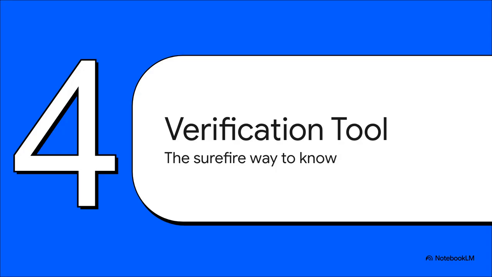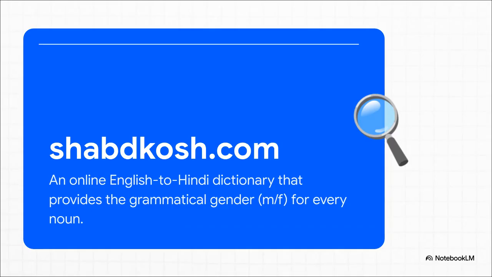So what do you do when the pattern doesn't seem to fit and you can't remember if it's an exception? You need a safety net, right? A surefire, foolproof way to get the right answer every single time. And here it is. Let me introduce you to your new best friend, the website shabdkosh.com. It's an English to Hindi dictionary, but it has one killer feature that is a total game changer for learners. Right next to every noun, it tells you its gender, with a little M for masculine or F for feminine. It completely takes away all the guesswork.